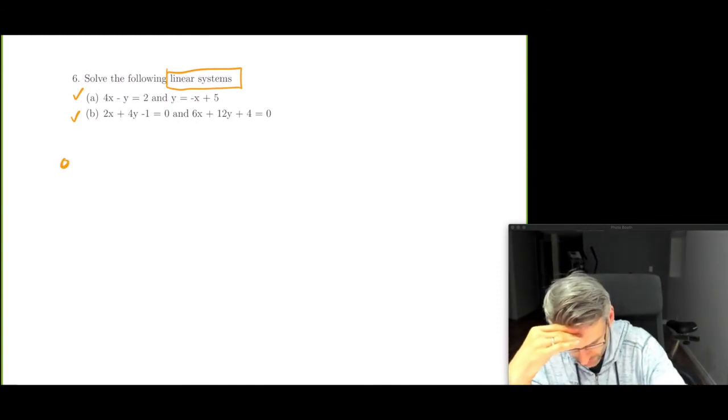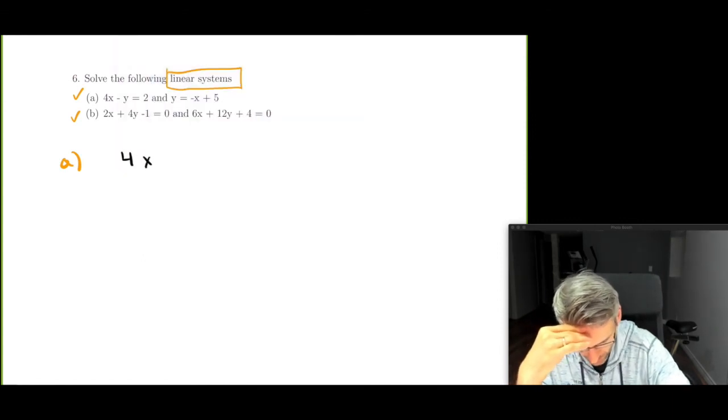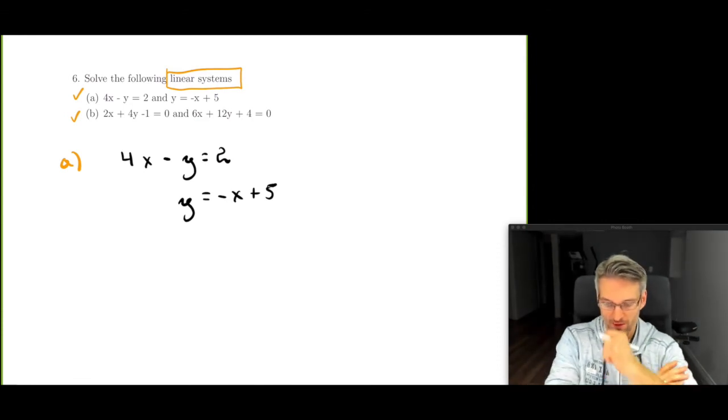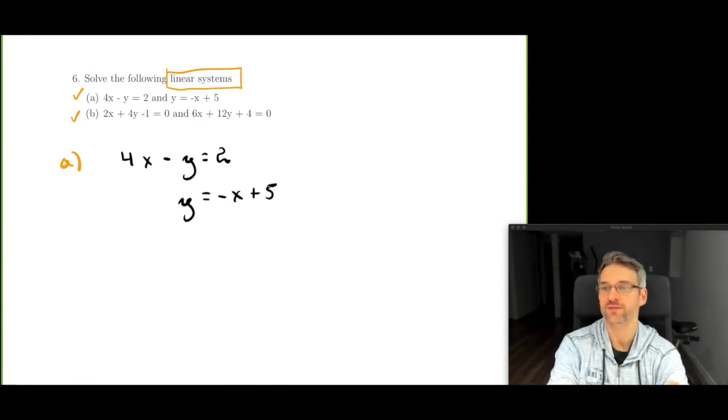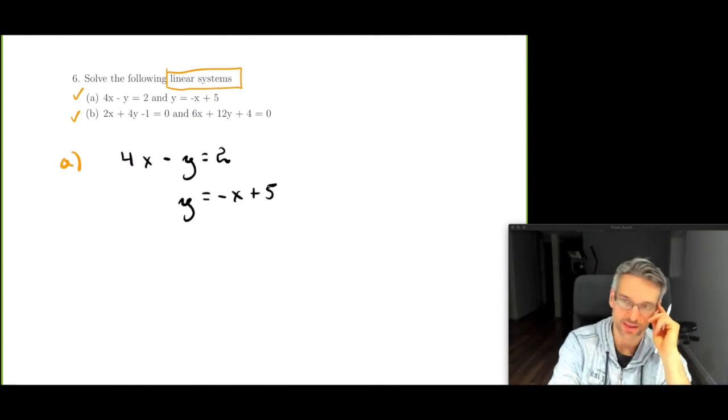So I'm going to first do part A. Maybe let me switch this. I have 4x minus y is equal to 2, and y is equal to negative x plus 5. If you've gone over these linear systems, I did do a video on how to solve these. Actually, it was a pretty lengthy video with a lot of examples, so you can look at that. I guess I can put a link up above there to that one if you want to see it.